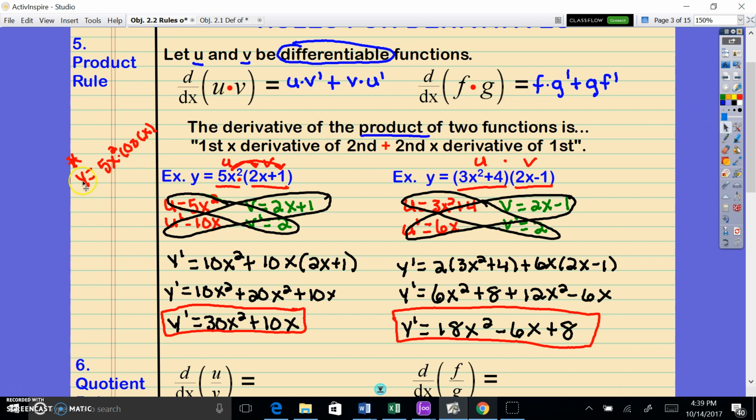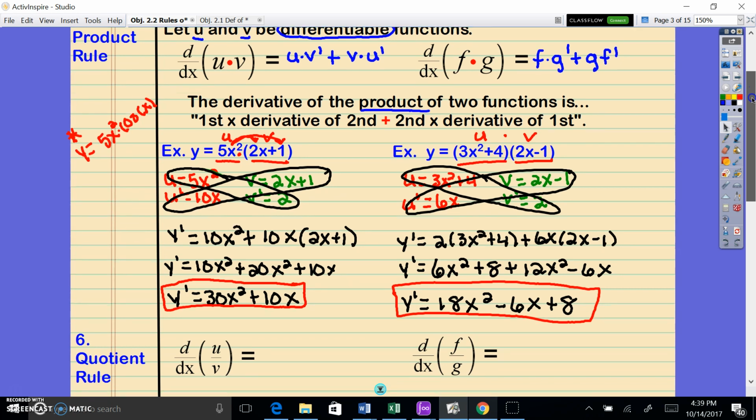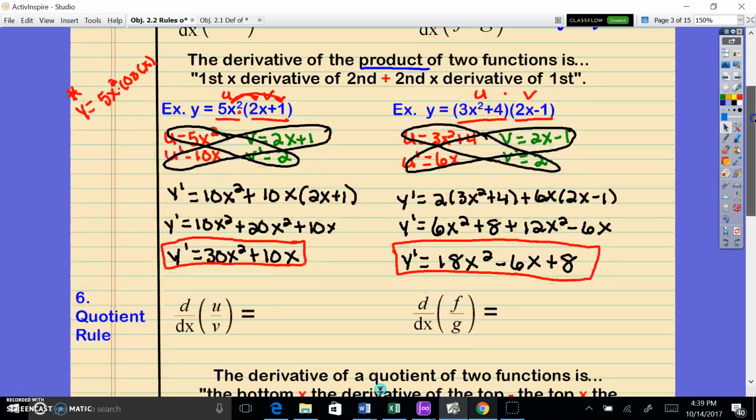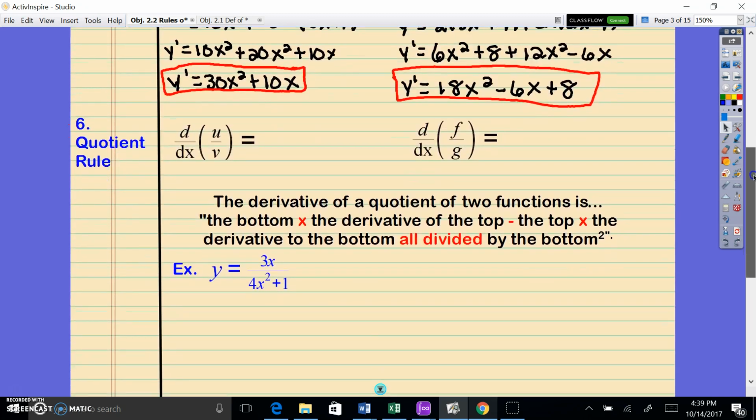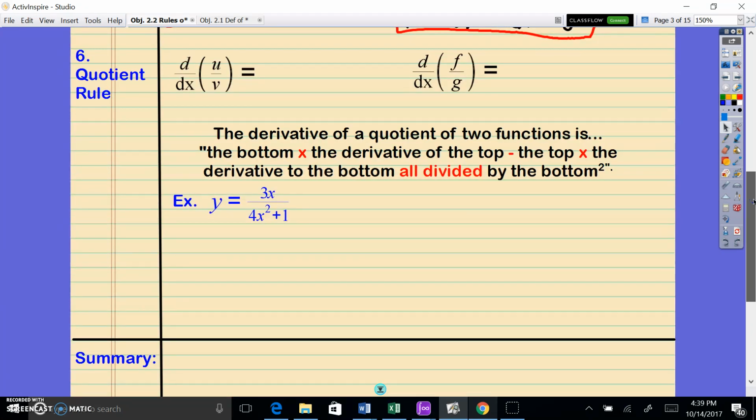And even before we get to those cosine, those trig functions, you're going to work with tables, and you'll see that the product rule, you have to know: first times derivative of second plus second times derivative of first. All right, so that's the product rule. Let's go on and do the quotient rule. So quotient meaning the division of two functions.